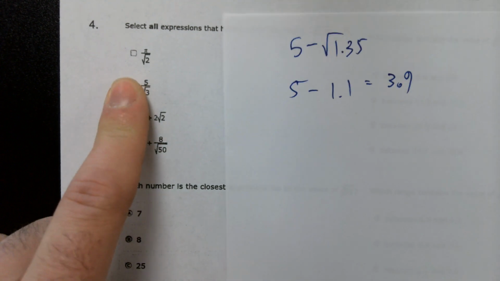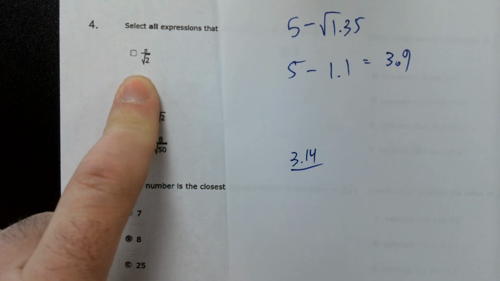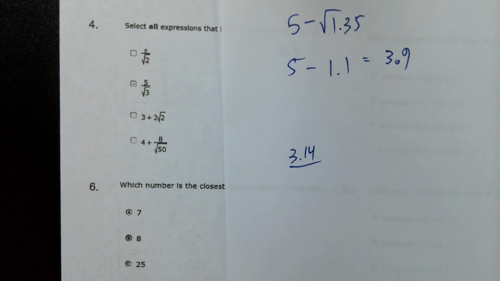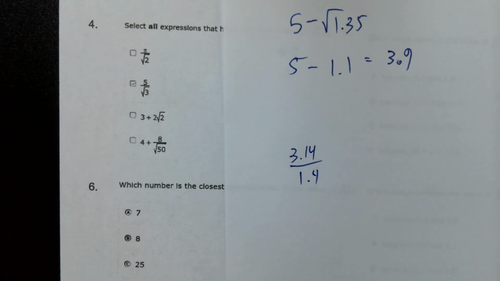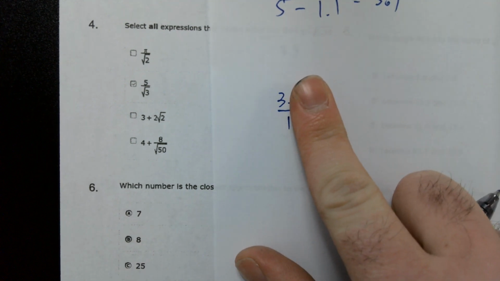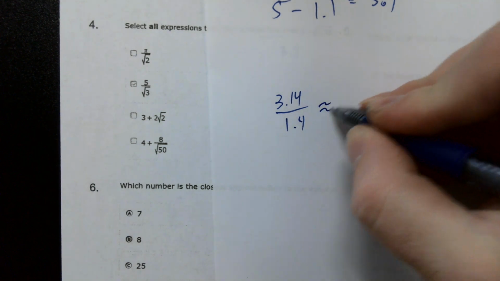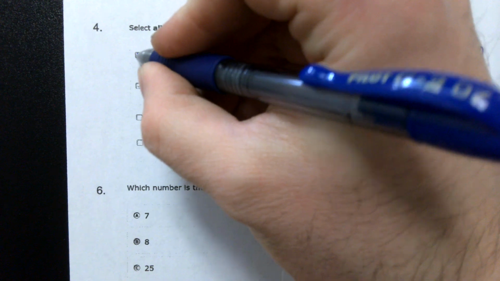Pi. What does pi equal? 3.14. Square root of 2 is really close to the square root of 1, right? Let's call it 1.4. Why not? Matter of fact, let's just ignore the decimals. What's 3 over 1? 3. That's definitely going to be less than 3.9. So that one works.